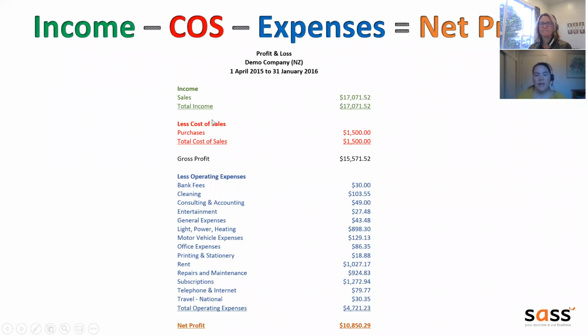So just breaking it down, our income is our sales from our business. Our cost of sales are those direct expenses that it's costing us to make those sales. And generally when income goes up, cost of sales go up. When income goes down, cost of sales go down. And then we have our operating expenses. So these are things that generally it takes us to run the business, but not necessarily reflective of if our income goes up or down. So things like bank fees, cleaning, accounting, entertainment, light and heating, motor vehicle, those kind of things that generally happen in a business.